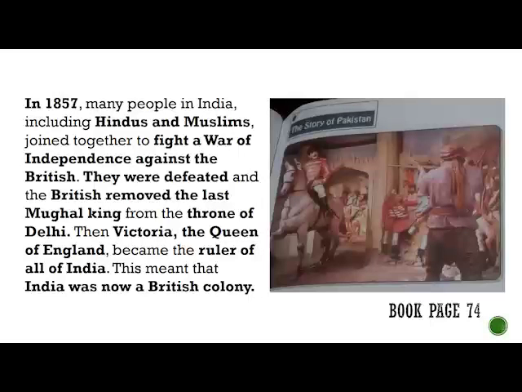In 1857, many people in India, including Hindus and Muslims, joined together to fight a war of independence against the British. When the Britishers started occupying their lands and attacking them, Hindus and Muslims joined hands and started a war against the Britishers, and they called this war a war of independence, so that they would get freedom from the Britishers.